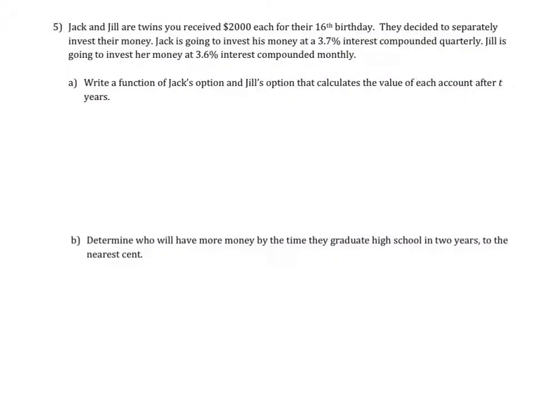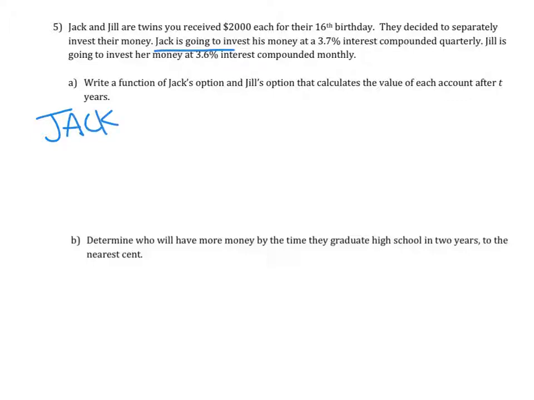All right, Jack and Jill went up the hill, are twins. And they each received $2,000 for their 16th birthday. They decide to separately invest their money. Jack is going to invest his money at 3.7% compounded quarterly, and Jill's going to invest at 3.6% compounded monthly. So they have different percentage rates, and they're getting compounded differently. Write a function of Jack's option and Jill's option and calculate the value of each amount after 2 years. So let's do it. Let's start with Jack.